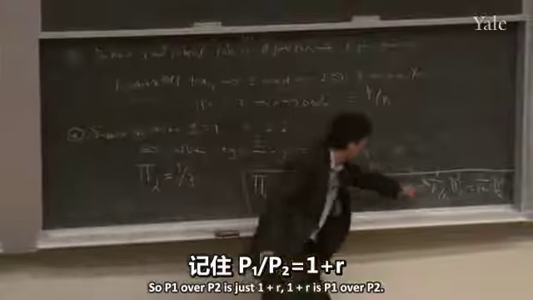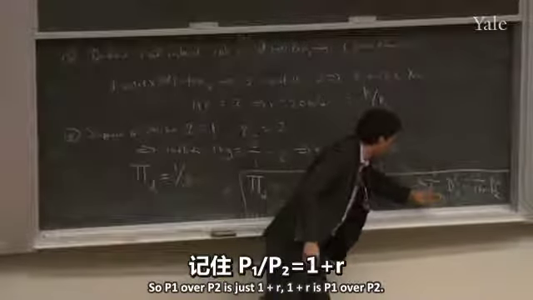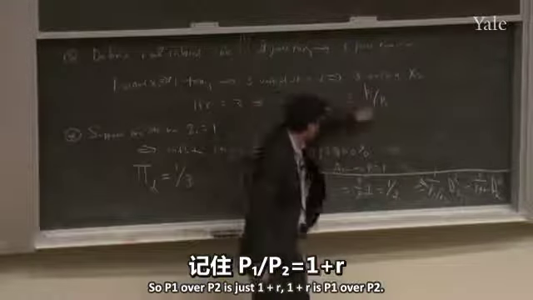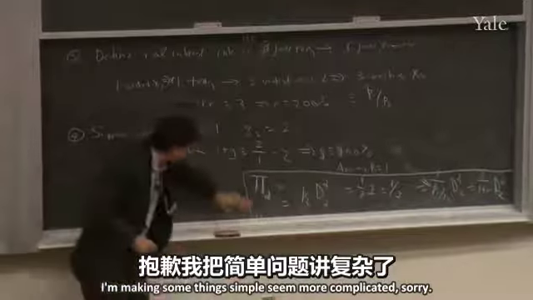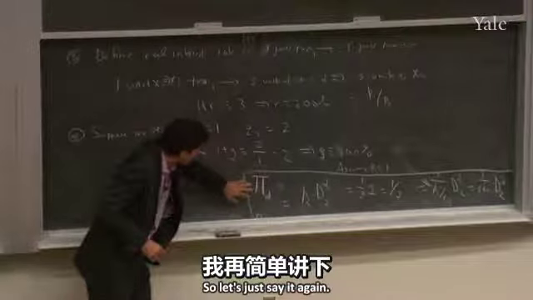Okay, so P1 over P2 is just 1 plus r. 1 plus r is P1 over P2. I'm not saying anything new, I'm making something simple seem more complicated, sorry. So let's just say it again.